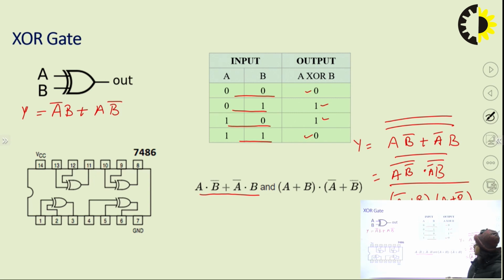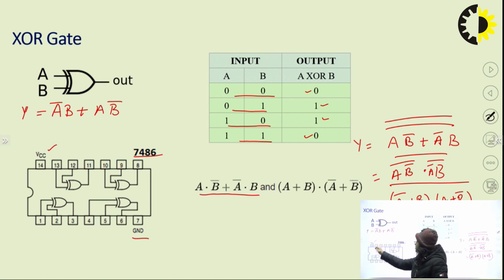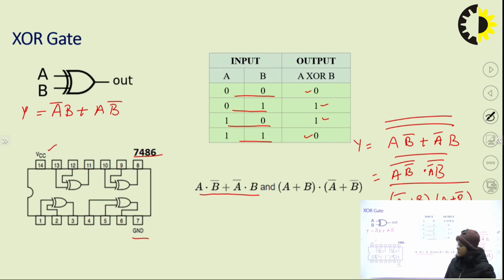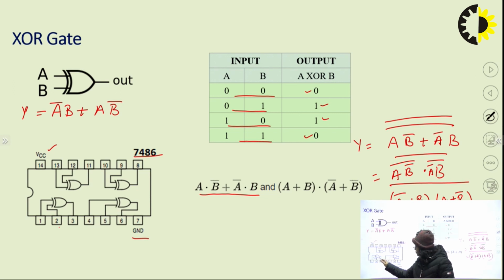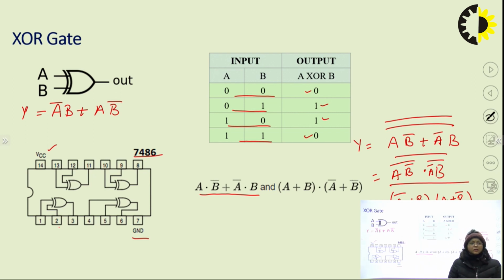The IC number for the XOR gate is 7486, and it is again a 14 pin IC with pin number 7 as ground and 14 as VCC. It is also a quad gate IC with pin number 1 and 2 as input, 3 as output, and so on. And the symbol of exclusive OR is an OR gate with an extra slash at the input side.